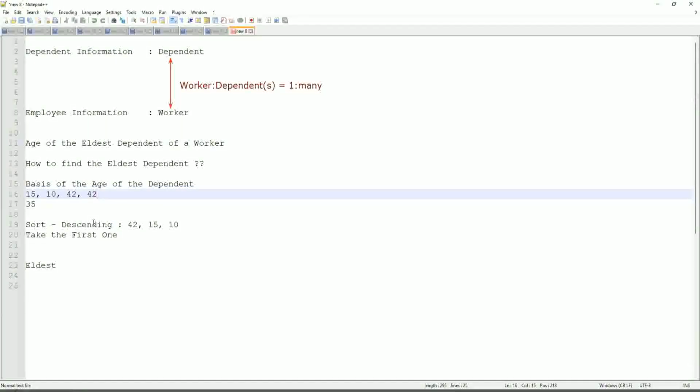Okay. But in this case, let's say you have more numbers like 42, 43, 75, 82, and so on. If one worker has so many dependents with these ages, will our logic that we have defined be absolutely bulletproof? Right. Only one problem is if there are multiple dependents with the same age. If there are only children as dependents and there is a twin of the same age, then it becomes difficult, but other than that it is more or less foolproof.